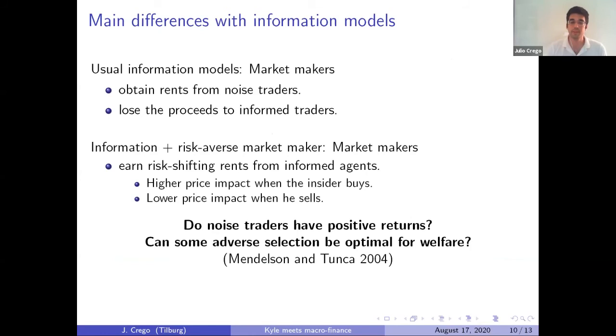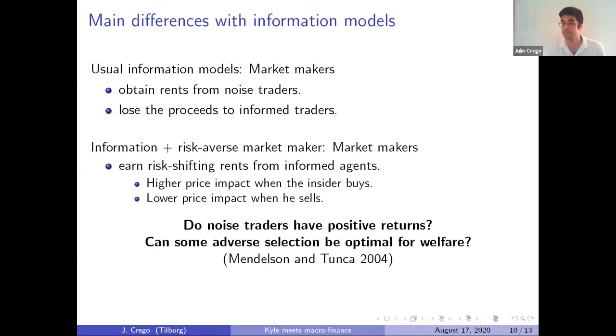Now, when you have risk-averse market makers, the market makers actually earn from the informed agents because there are some risk-shifting rents. The market maker is facing a risk that the informed agent is not facing because he knows. But instead of "he knows," you can say he doesn't care. And therefore you have a risk-shifting rent. So on top of the adverse selection, you do have risk-shifting rents, which are of course a welfare improvement. Which means that there might be situations in which noise traders do have positive returns. They get part of the risk premium.